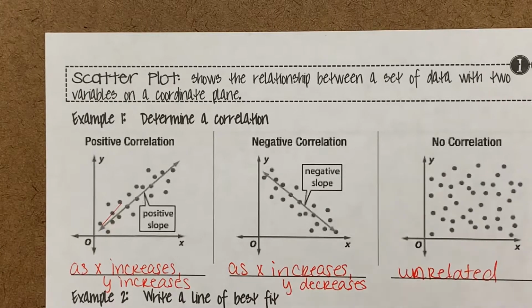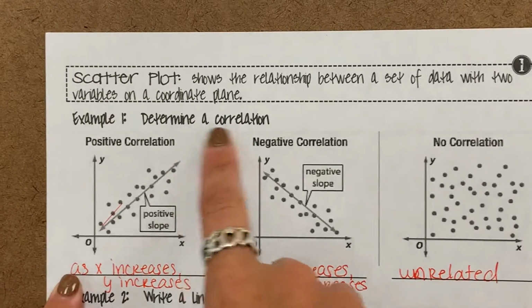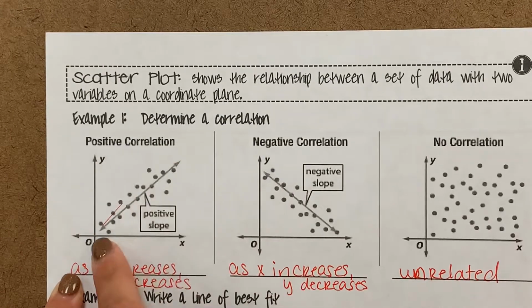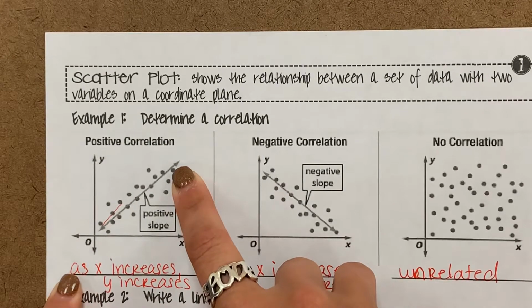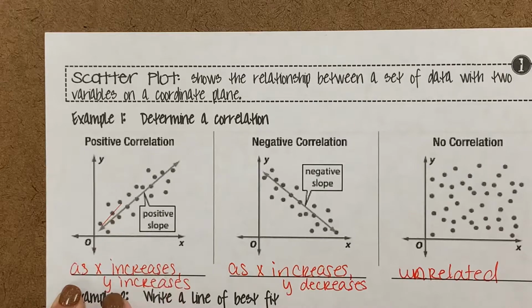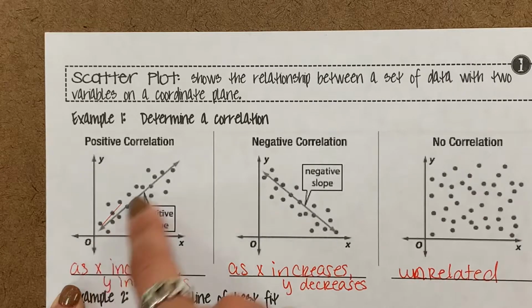So today we're talking about scatter plots. First of all, we're going to talk about correlation. Positive correlation means you can draw a positive slope through the points that you have. And as x increases, our y is also increasing, so they're both going up.